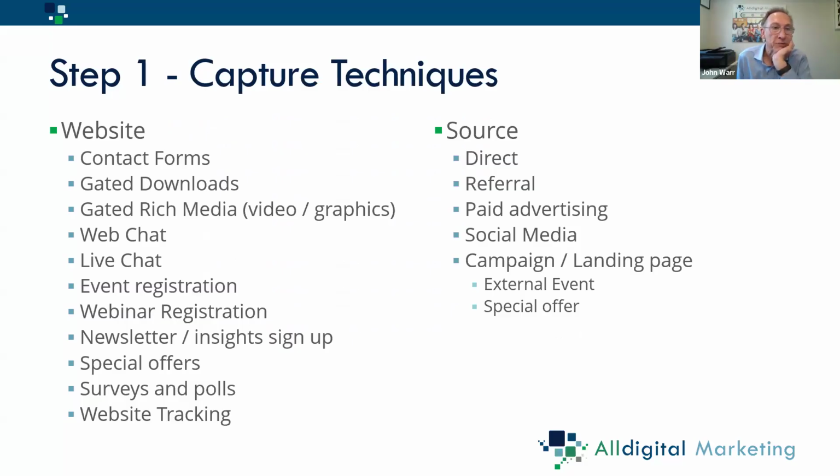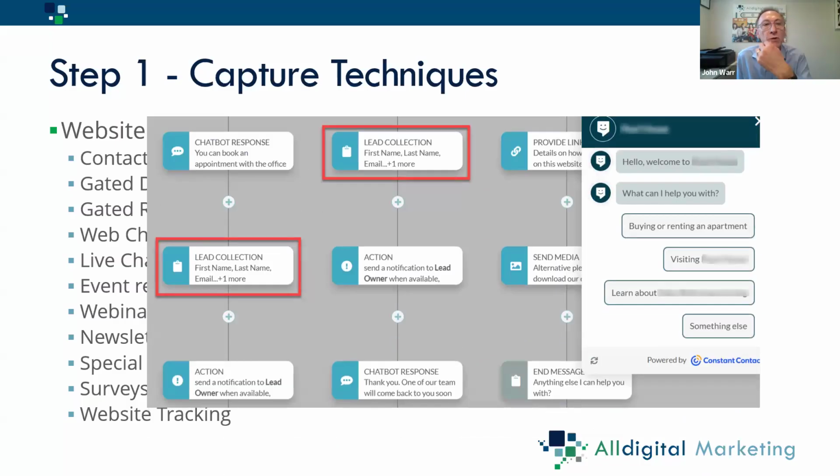You could have various gated rich media, videos, graphics, and then web chat. So again, when you put web chat onto a website, here's your chatbot, it says, hi, how are you? How can I help you today? It'll get to a point where it says, oh, I can't provide that information. Would you like me to send you a document? Would you like me to provide some details? Would you like to get somebody to contact you?